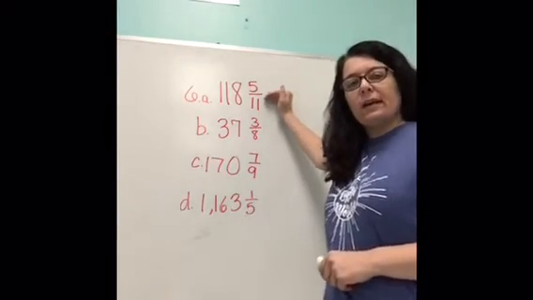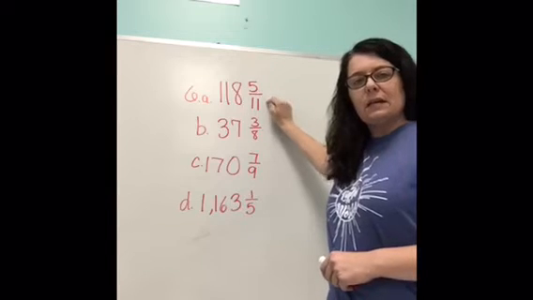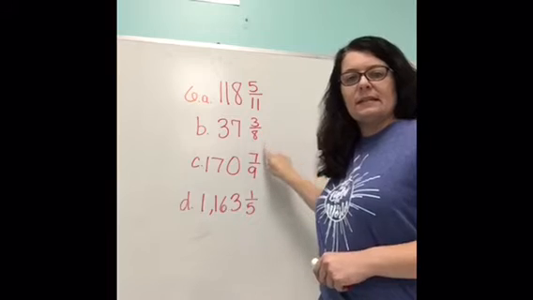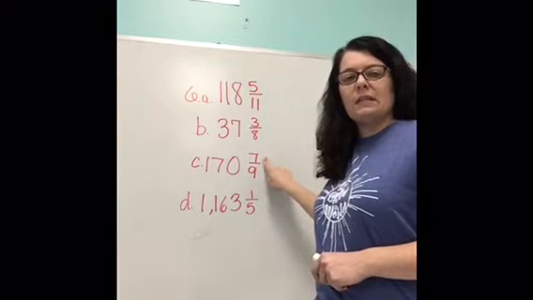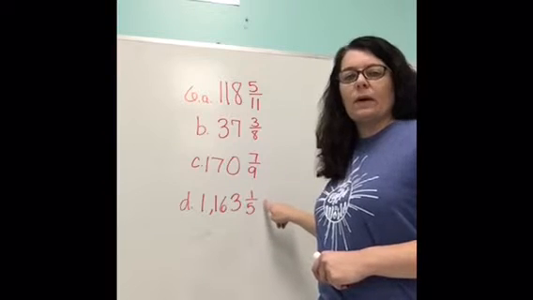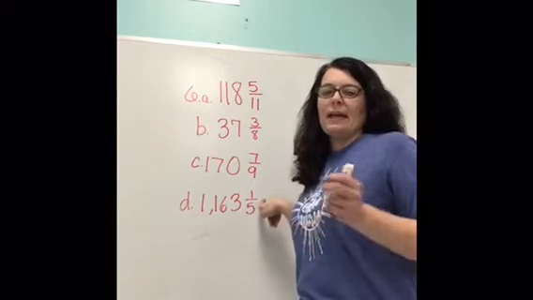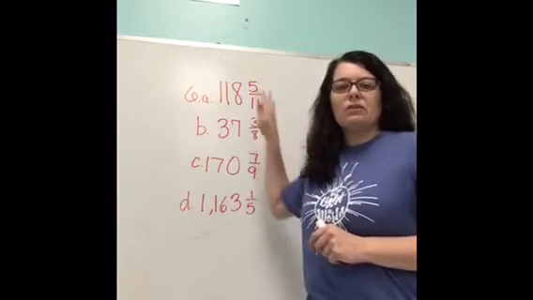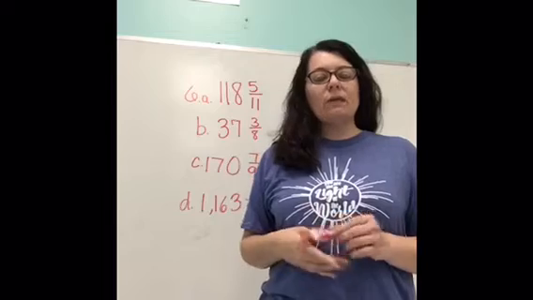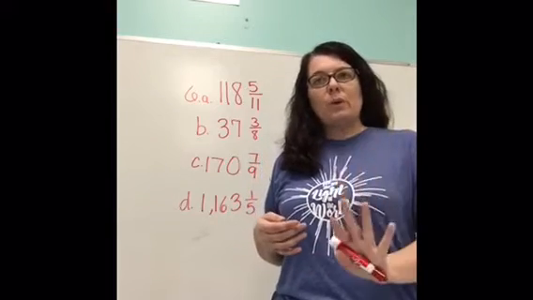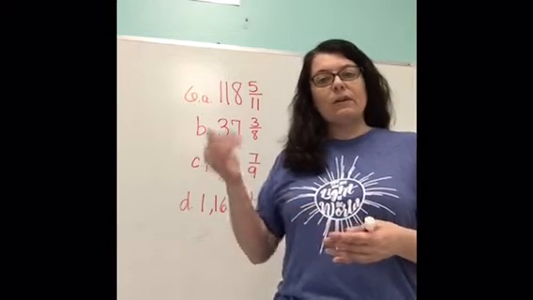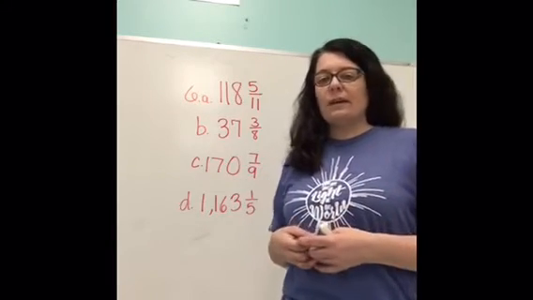6A is 118 and 5/11. 6B is 37 and 3/8. 6C is 170 and 7/9. 6D is 1,163 and 1/5. Make sure that you got all of these. Remember, if you didn't get them, I'd like for you to pause the video and go back and figure out where your mistake is. Then you can get the right answer.